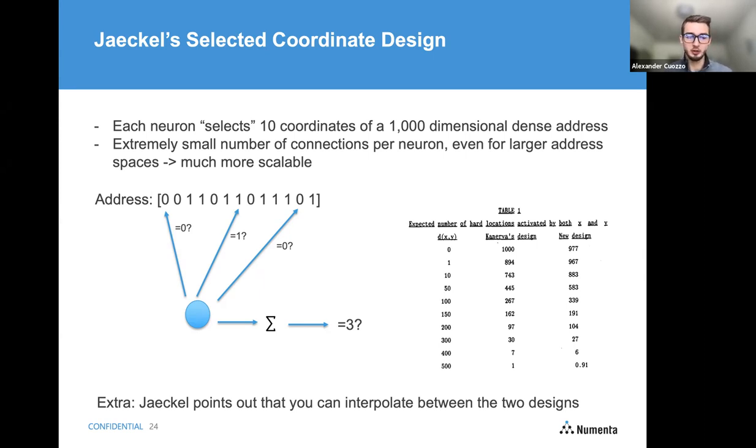There's also a follow-up paper on this paper by the same guy, and he points out you can interpolate between the two designs. You can have this regime where the neuron pays attention to all of them and has a certain threshold, which corresponds to a radius. Or the other side of the spectrum, where you have a neuron that pays attention to just a very sparse subset and it has to have all of them activated. You can go anywhere in between and dynamically adapt your model to have address neurons that are activated by various size subsets of the address space. And then those can have thresholds in and of themselves.